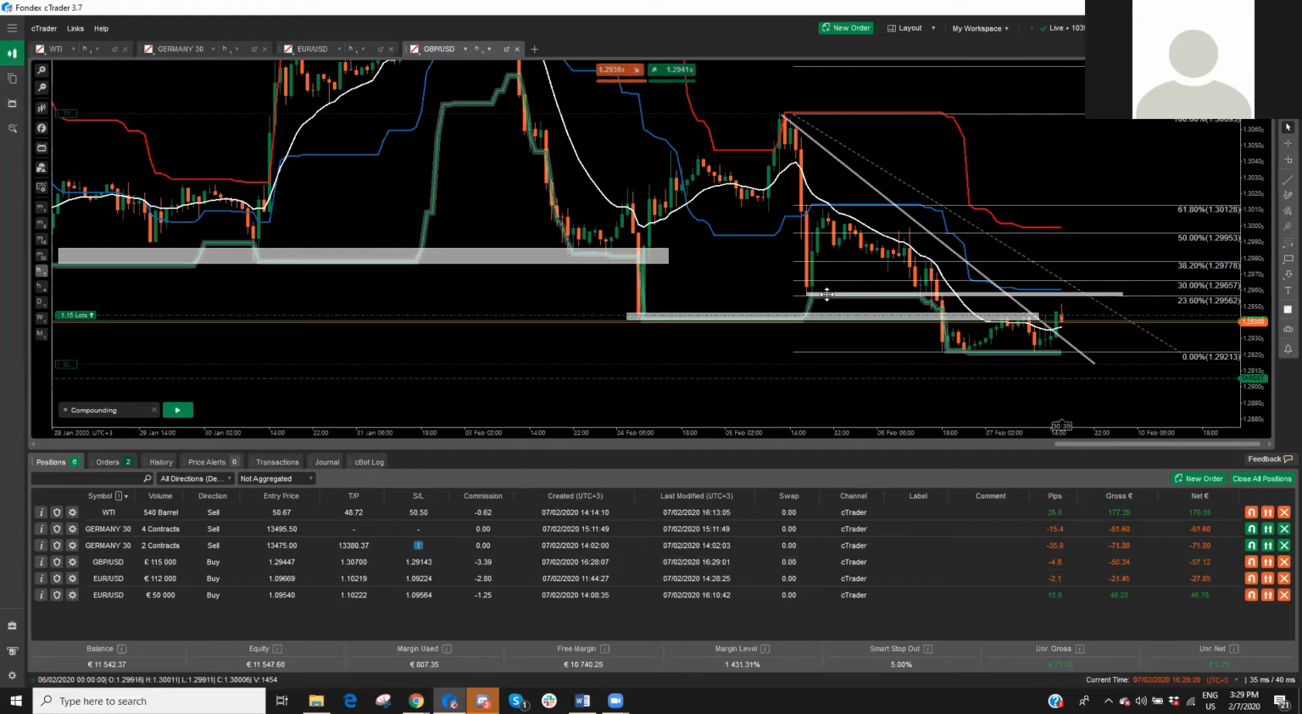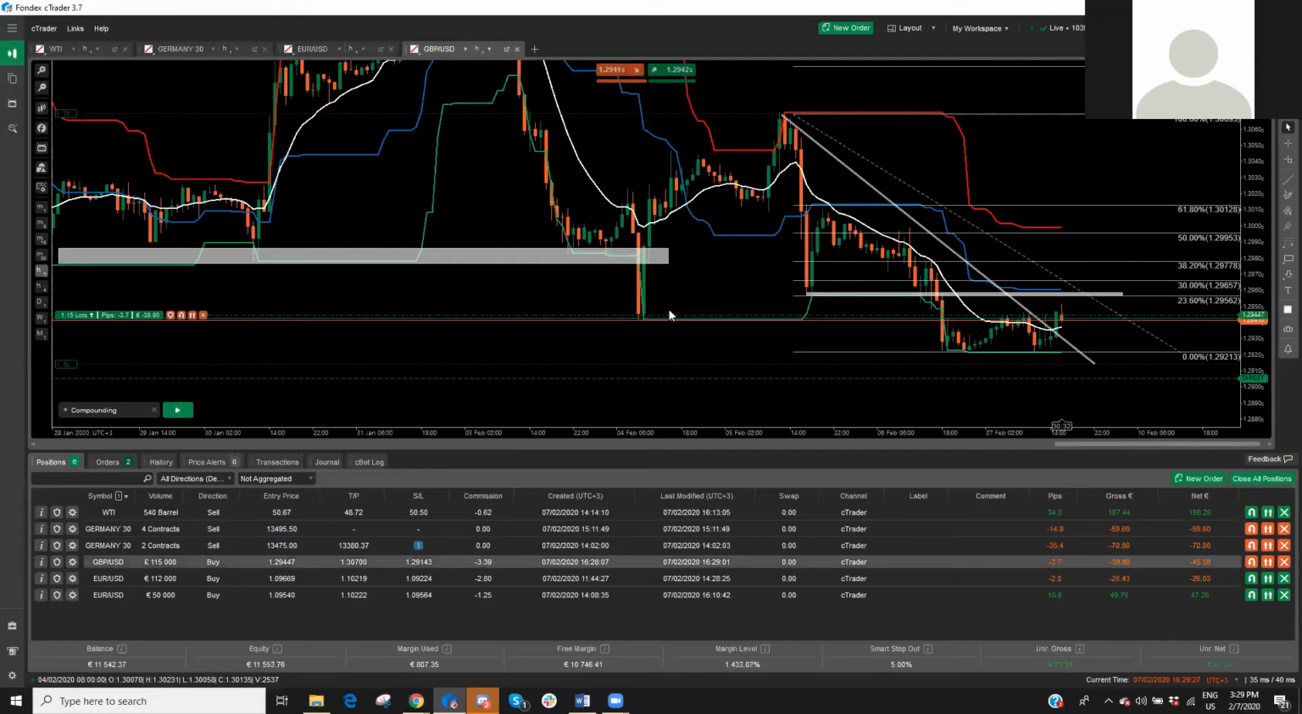So we have a few levels. We have this white one here. This one I will remove. This is our entry level. I entered because price action broke above this and was retesting it. It was above. Next up, what I'm doing is I'm looking for where I could get out.